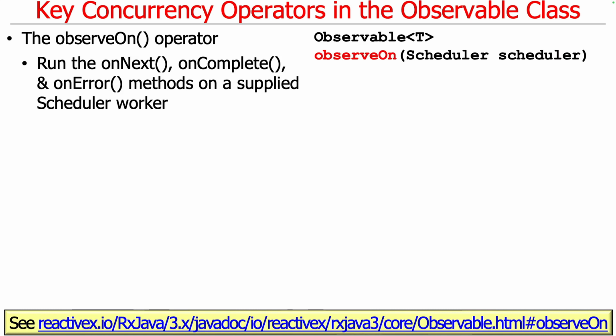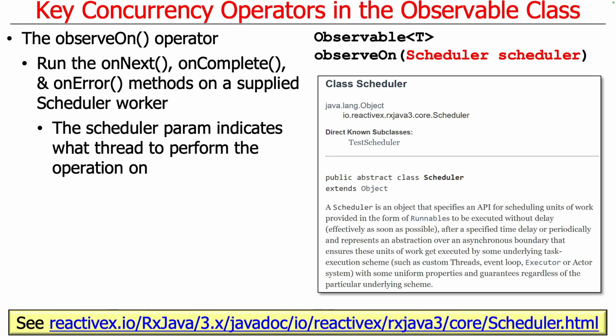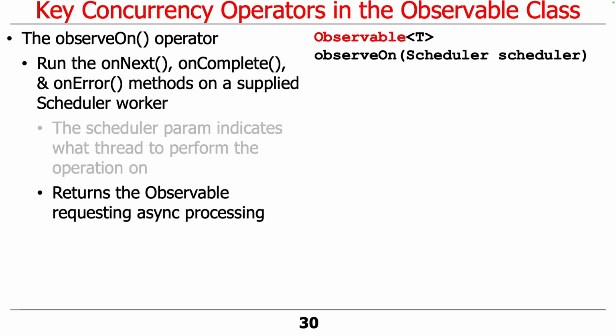Let's talk about observe on next. Observe on, for my money, is actually a little bit easier to understand than subscribe on. What this says is from this point onwards in the chain of pipelined operators, run those onNext, onComplete, and onError methods on this supplied scheduler worker that's passed in as the scheduler parameter. Once again, the scheduler parameter indicates what thread the operations will be performed upon. This also returns an observable that's requesting async processing, but it has a slightly different impact than subscribe on.